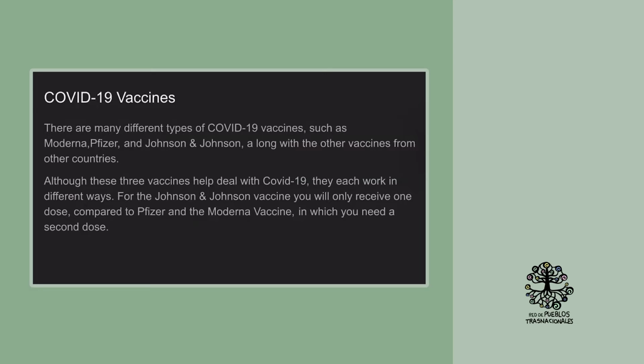Although these three vaccines help deal with COVID-19, they each work in different ways, as we all know. For example, the Johnson and Johnson vaccine is only one dose, compared to Pfizer and Moderna, which require a second dose. And even now, there are more boosters. You know, there's a third dose.